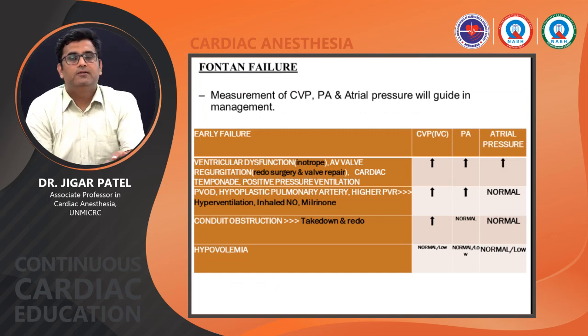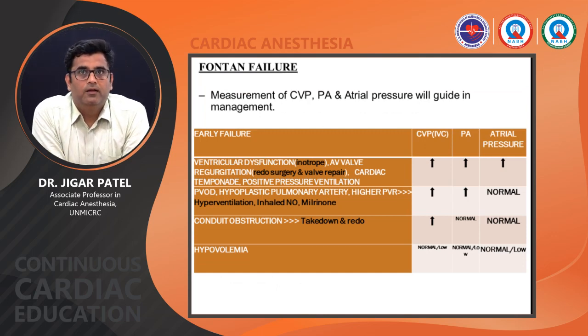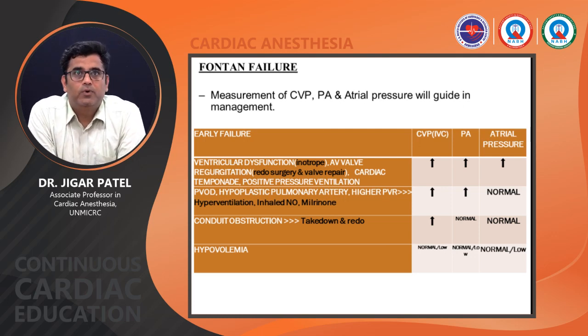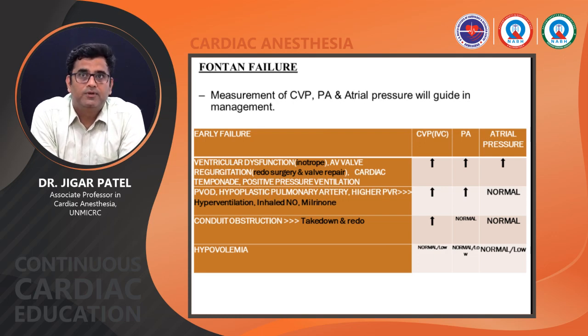Now Fontan failure is very important to manage. To identify the causes of Fontan failure, you have to measure central venous pressure at the IVC level, pulmonary artery pressure, and atrial pressure.